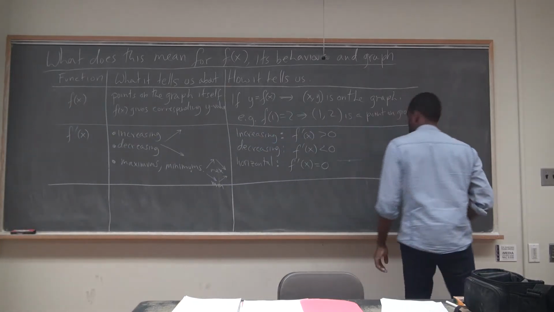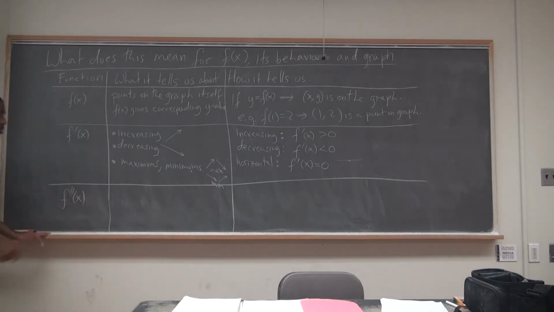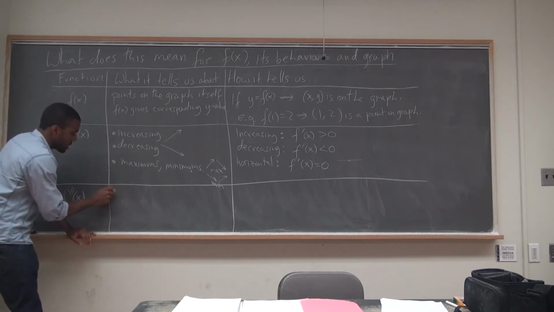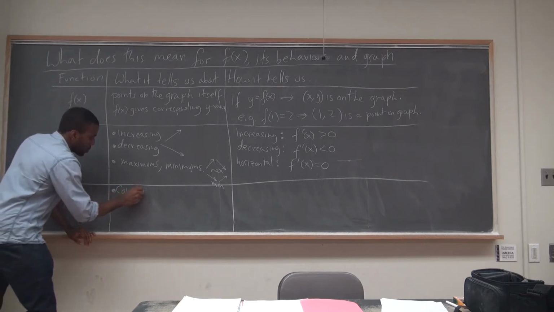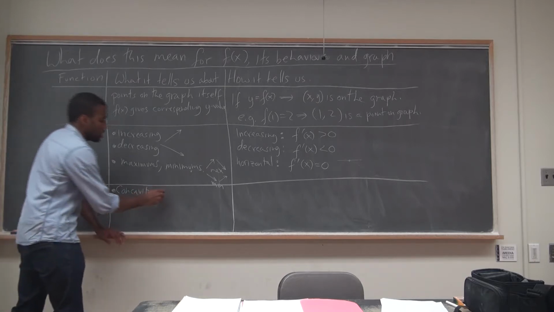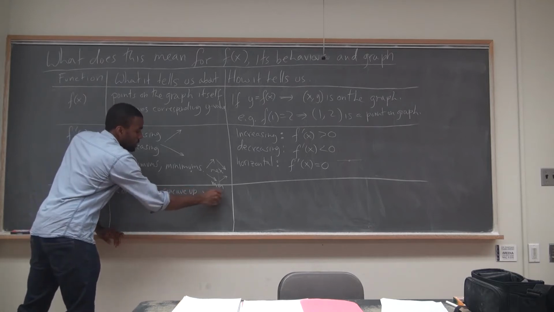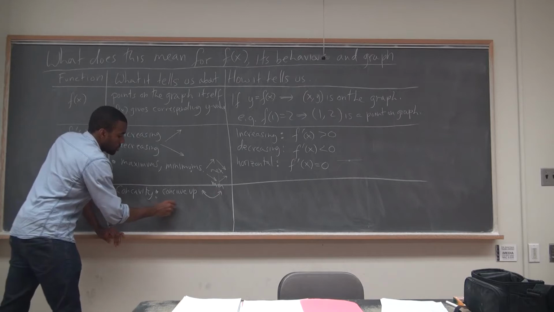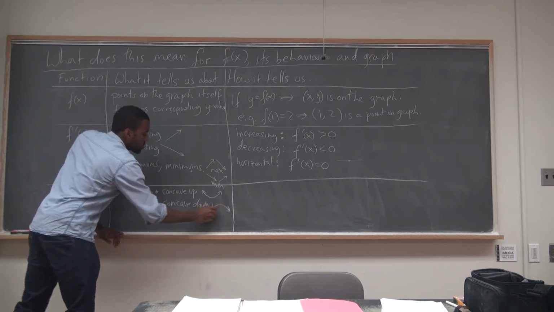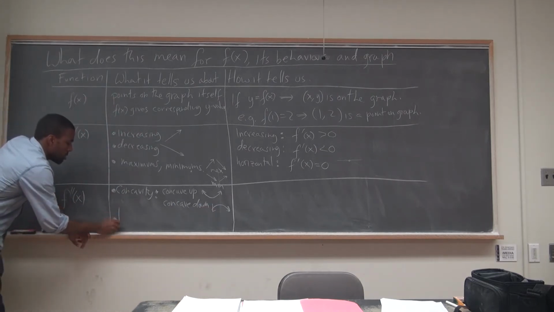Let's talk about the second derivative. What does the second derivative tell us about? Well, I sort of mentioned it before, concavity. Right? So it tells us about concave up. Up like a cup means how you're shaped. Concave down. Down like a frown.